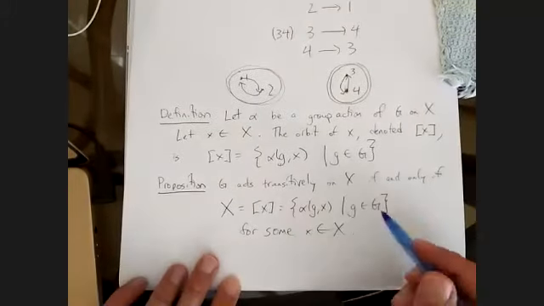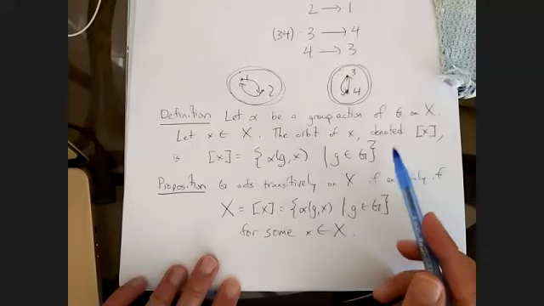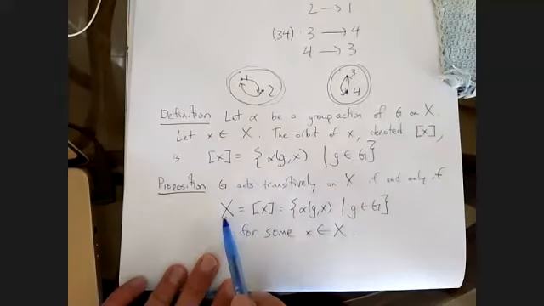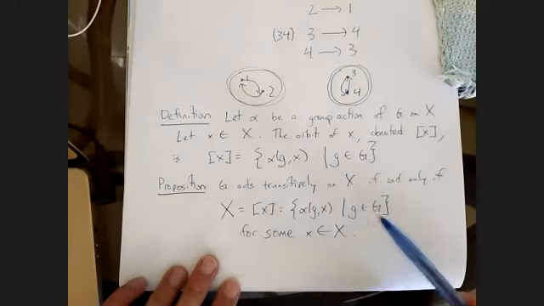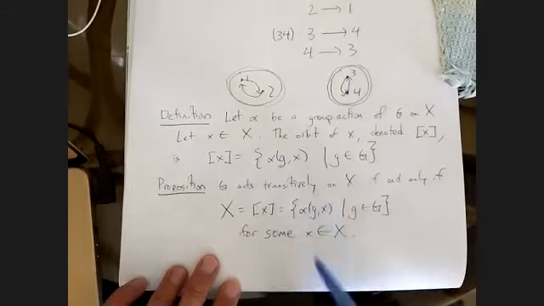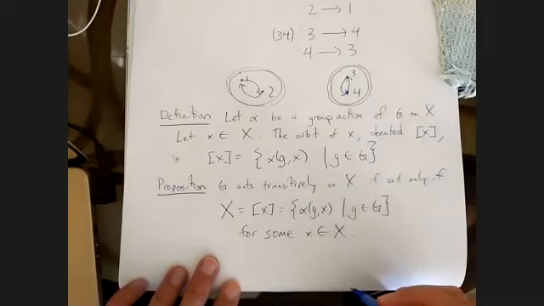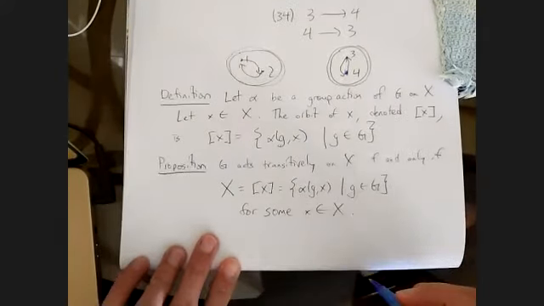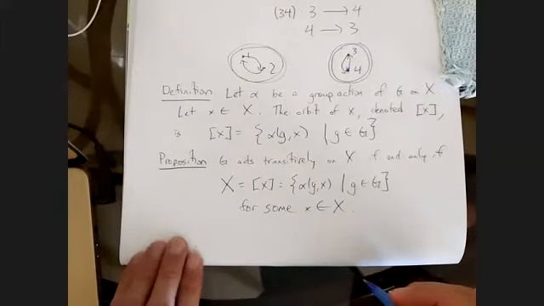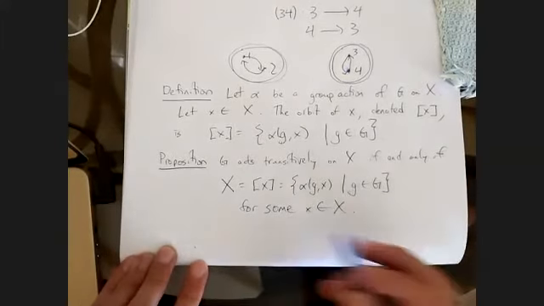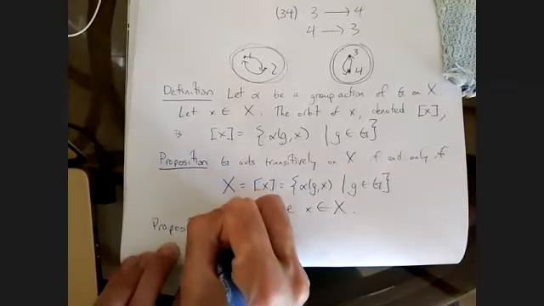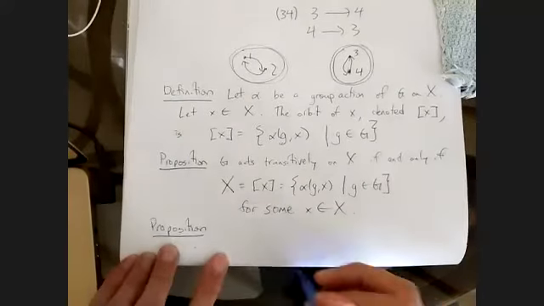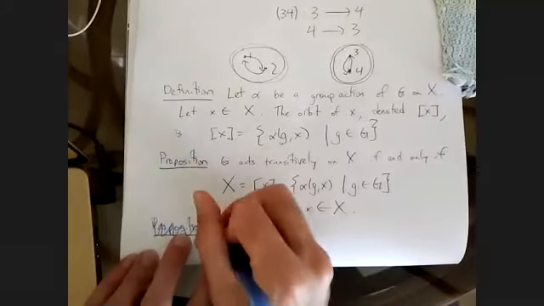So to prove this, you compare what it means for X to be equal to the orbit of little x, and you compare that to the definition of transitive. You see that that's the same thing. And we also have the stabilizer. Oh yeah, that's not a proposition, that's a definition, sorry.